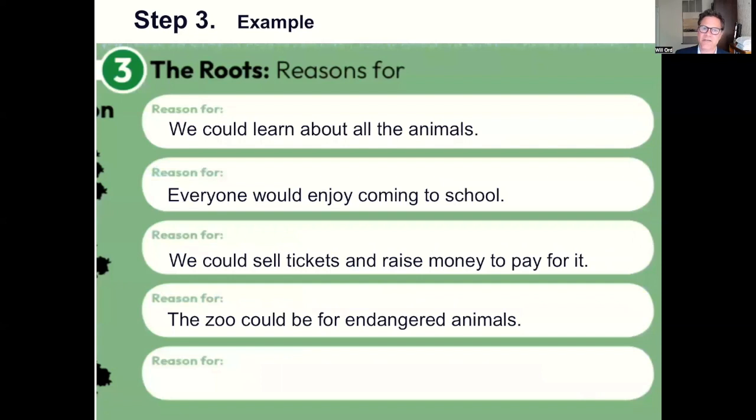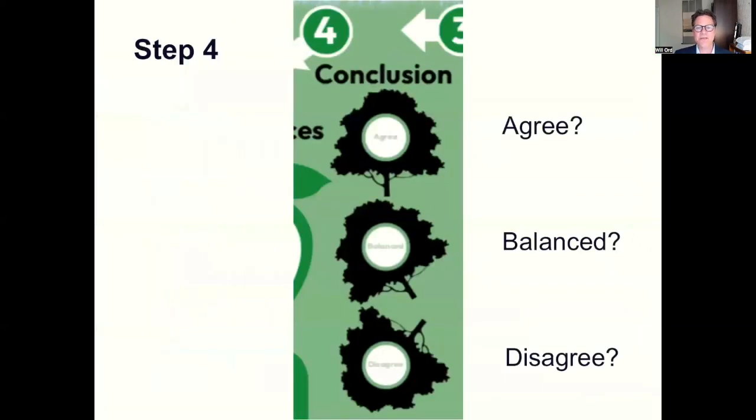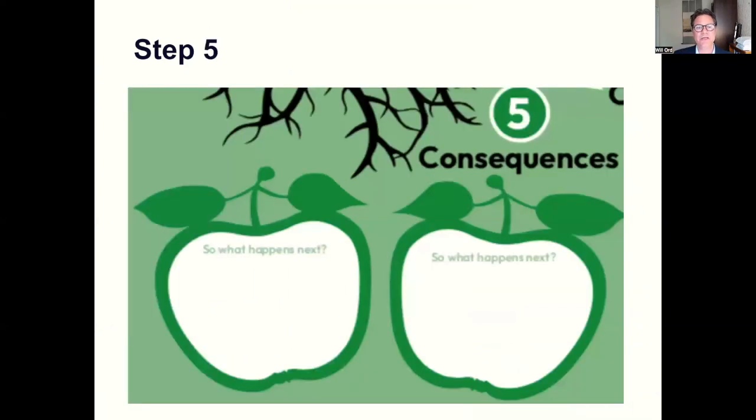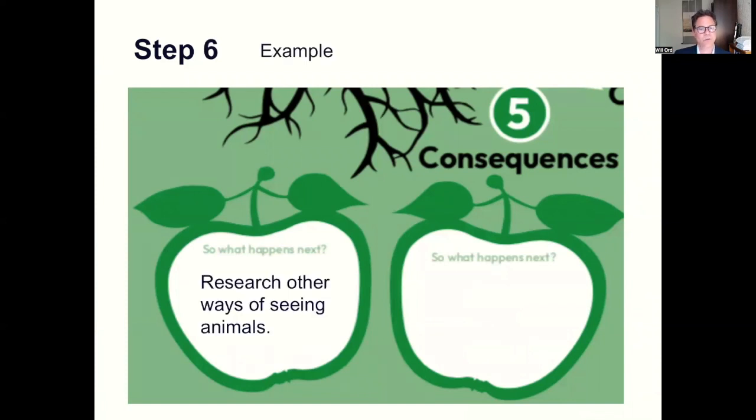We do exactly the same for the reasons for. We could learn about all the animals, everyone would enjoy coming to school, etc. They weigh them up. In this case, they found that they disagreed. They thought that the reasons against were stronger than the reasons for. And then they think of the consequences. So, okay, what happens next? Well, one thing, they wanted to research other ways of seeing animals. And they wanted to see if adults agreed with their conclusions.